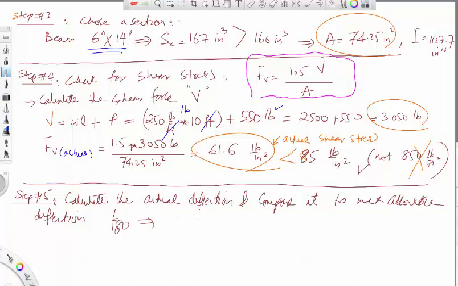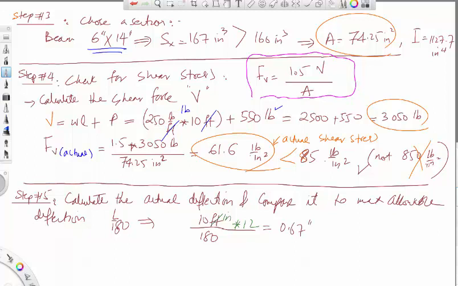So let's do the L by 180. L is the span, and the span is 10 feet. Divide by 180, and we always measure the deflection in inches, not in feet, so we need to convert this into inches. So multiply by 12 always, and that's how much is the maximum allowable deflection for this cantilever beam: 10 multiplied by 12, divided by 180, is equal to 0.67 inch, the maximum allowable deflection.